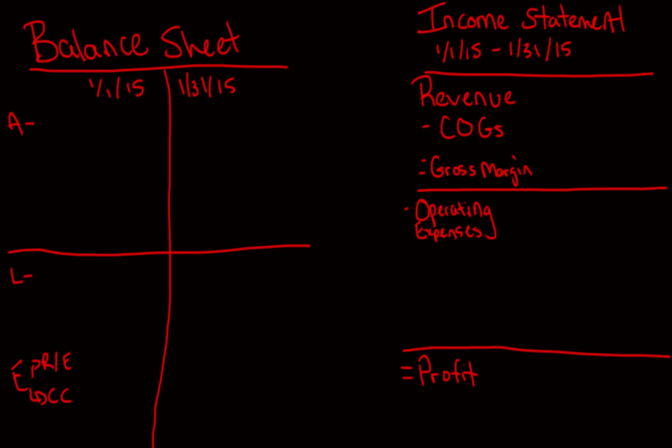So the income statement. Now the income statement, unlike the balance sheet, is over a period of time. So the balance sheet, you're asking, hey, what does it look like on 1/1/15? What does it look like today on 1/31/15? The income statement, on the other hand, you say, hey, what was our income statement for the period of 1/1/15 through 1/31/15? And I'm sure it will make sense as we're going through it here.